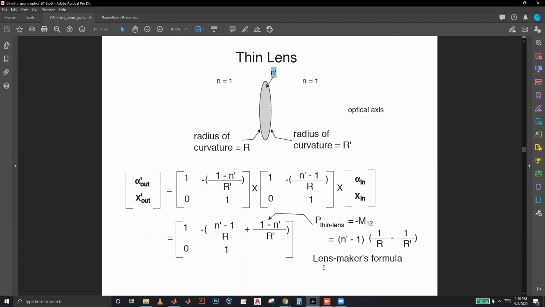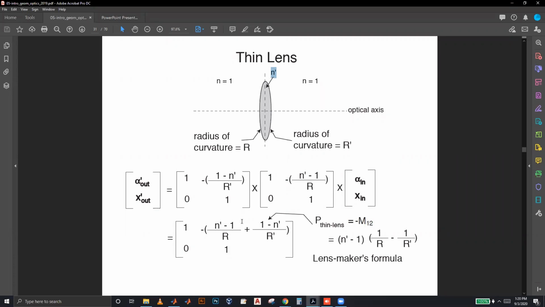So this equation is also called the lens maker's formula. If you simplify this equation, you take n prime minus 1 outside, and then you have 1 over r minus 1 over r prime. So the power of the thin lens is the negative of the M12 term.